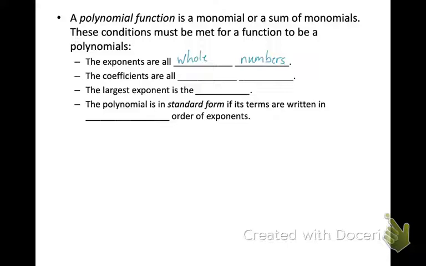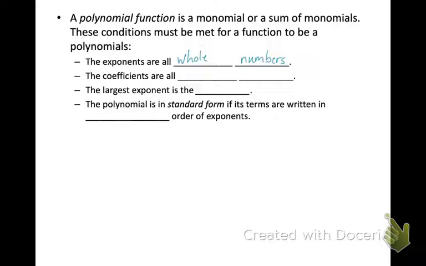The first condition is that the exponents are whole numbers. And remember, this is 0 and the counting numbers. So you can have a 0 exponent term. You won't see the term, but it will technically be the variable to the 0 power and then counting numbers, 1, 2, 3, 4, all positive.